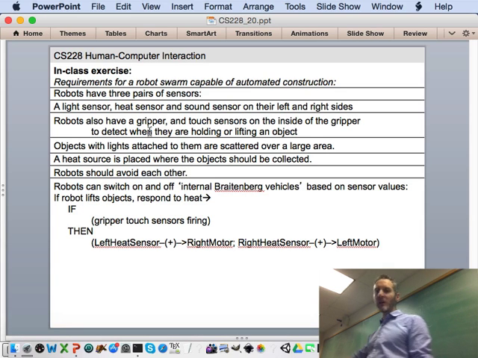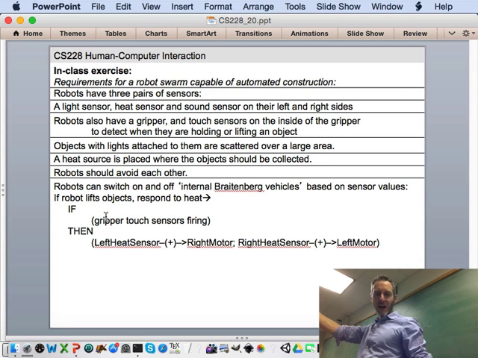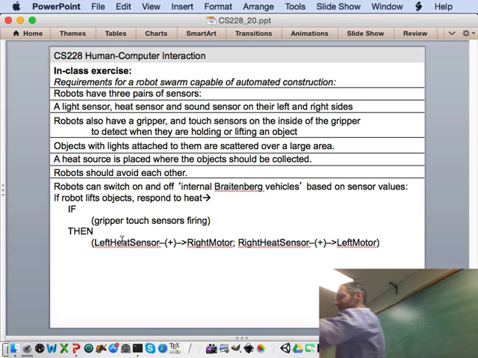And we're also going to assume that the robot has a gripper so it can grab and carry the objects. Inside the gripper are two touch sensors. So the robot knows that it's grabbed something when it hits an object, and that object hits the inside of the gripper and causes the touch sensors to fire. So in the beginning of my code here, I've got some pseudocode that says, if the gripper touch sensors are firing, I'm going to activate a particular Braitenberg vehicle, which is crossed excitatory connections using just the heat sensors.